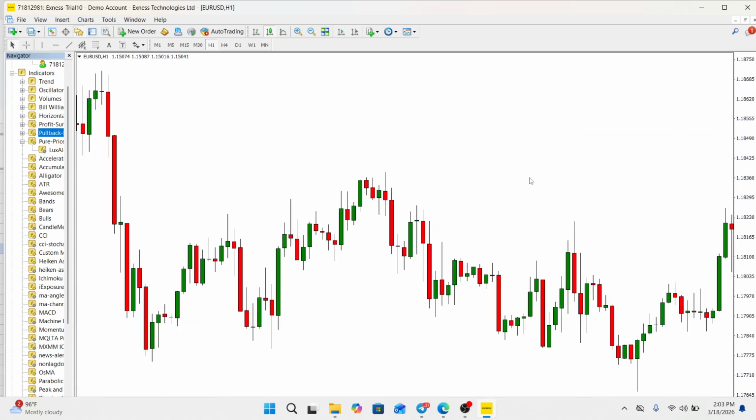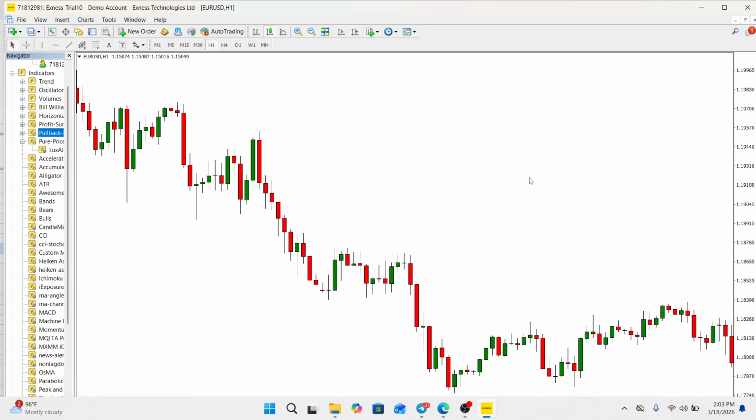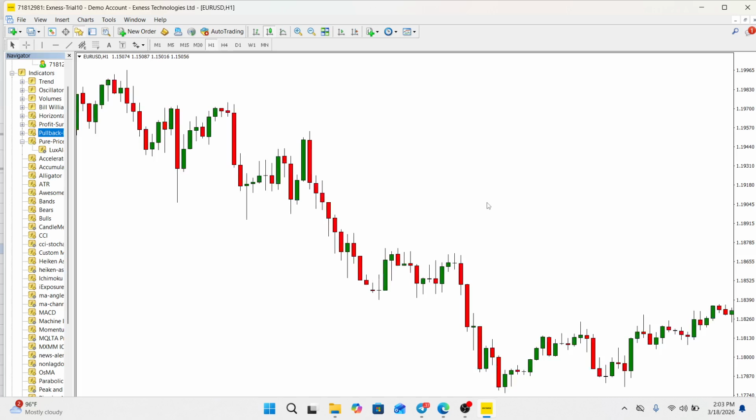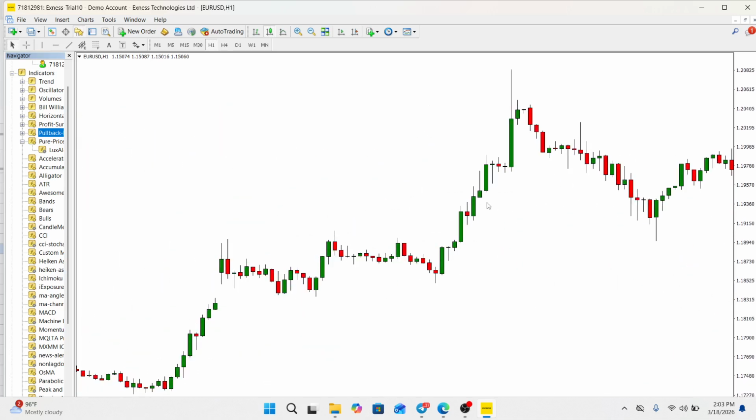In this video, we'll look at how this indicator maps market structure directly on the price chart by marking BOS and MSS levels, and what that means for identifying trends and reversals.